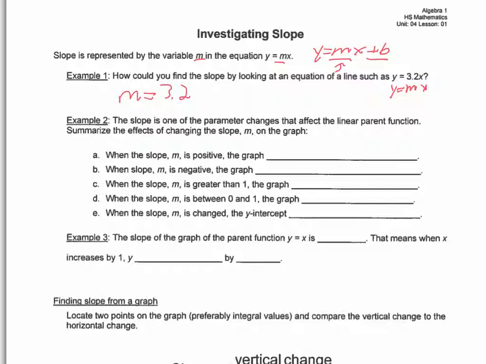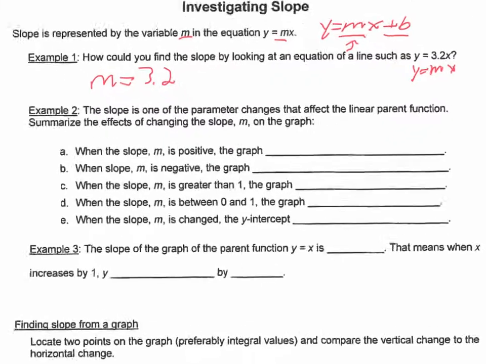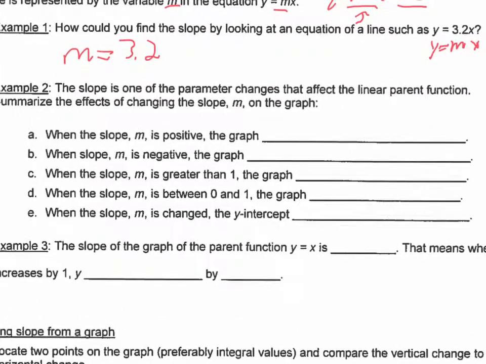Now, in example 2 here, it says, the slope is one of the parameter changes that affect the linear parent function. It says, summarize the effects of changing the slope m on the graph. Now, these are just a couple of rules, okay? When the slope is positive, we talked about this on Thursday, I'm going to make this just a little bit bigger.